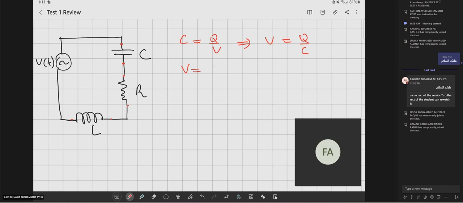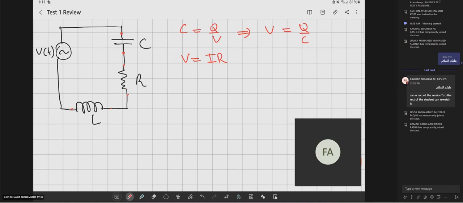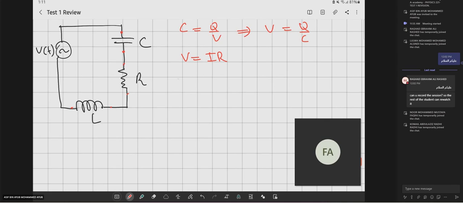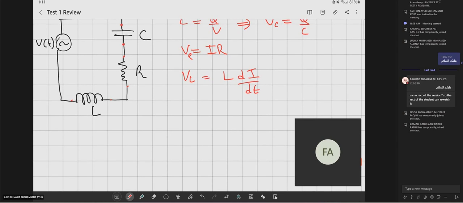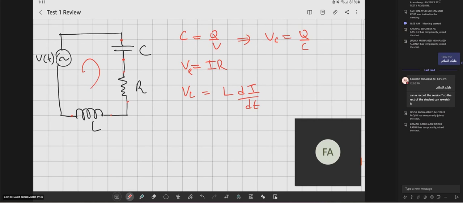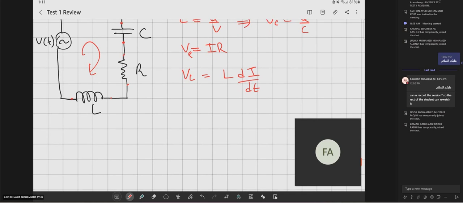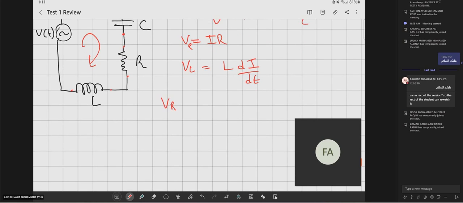And from Ohm's law, I have V equals IR. And although you haven't taken it, this is VR, this is VC. VL will be L di by dt. And using Kirchhoff's rule, I can take this loop and I'll have VR plus VL plus VC equals V of t.